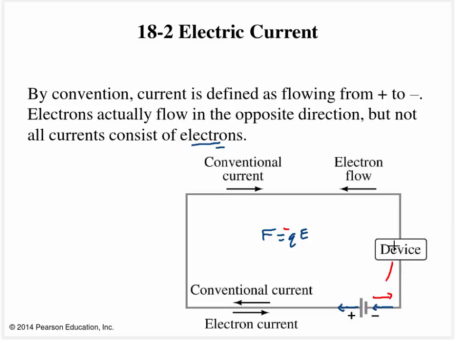And so the electrons are actually flowing in that direction right there. But whenever we talk about current, more often than not, we're talking about conventional current. So just keep in the back of your head that electrons are the ones that are actually doing the flowing, not the positive charges, but they're simply in the opposite direction.